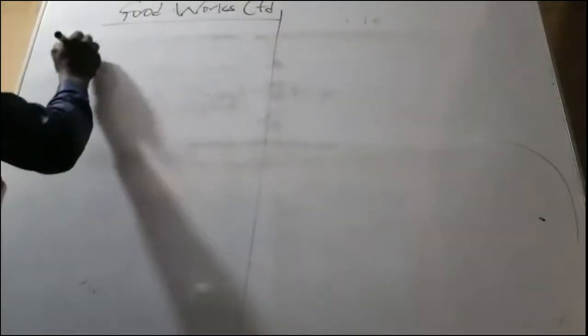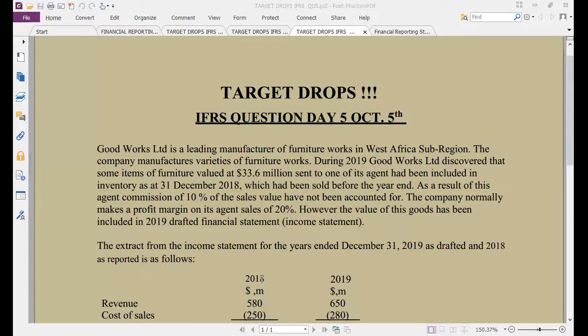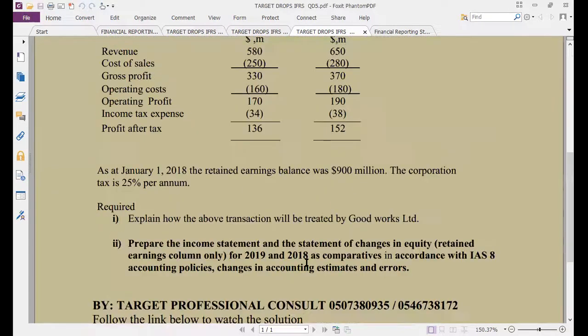So Good Works Limited. I'll tell the examiner that I am preparing the income statement for the year ended. Now I have to watch the question carefully, how they've arranged the years. Please arrange according to how they've done it. Have you seen they have 2018 here, 2019, right? Mostly, when they ask for the question, they ask for 2019 and 2018.